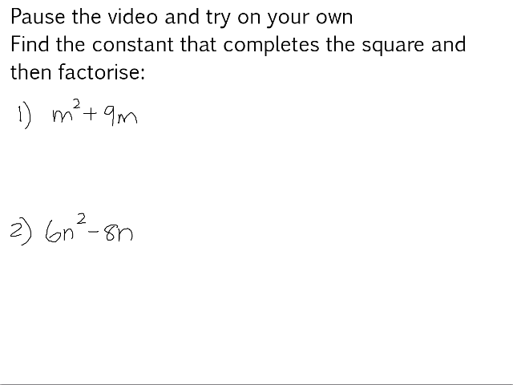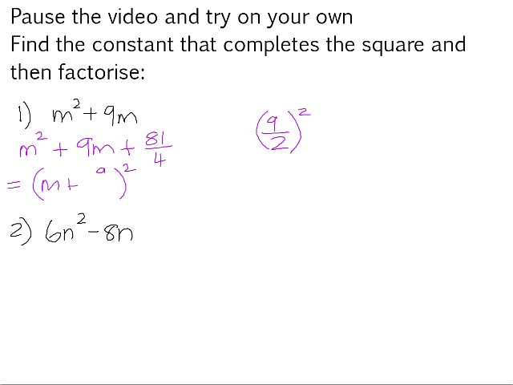Okay, number one. So the coefficient of m squared is positive 1, so we can go right ahead here. Divide the coefficient of the middle term or the linear term by 2 and square it. That gives us 81 over 4. And that will now factorize into m plus 9 over 2 all squared.